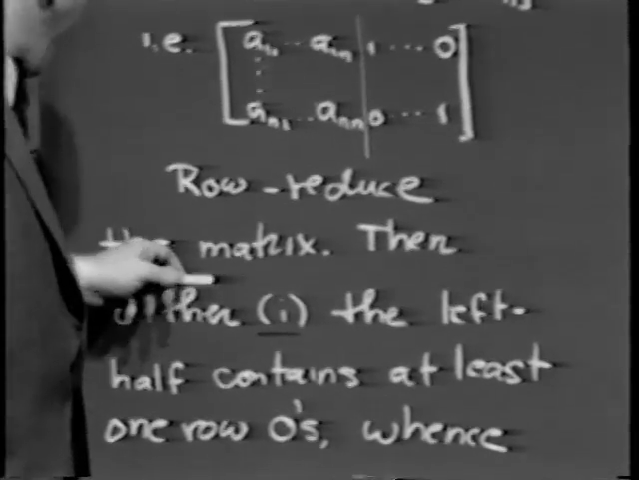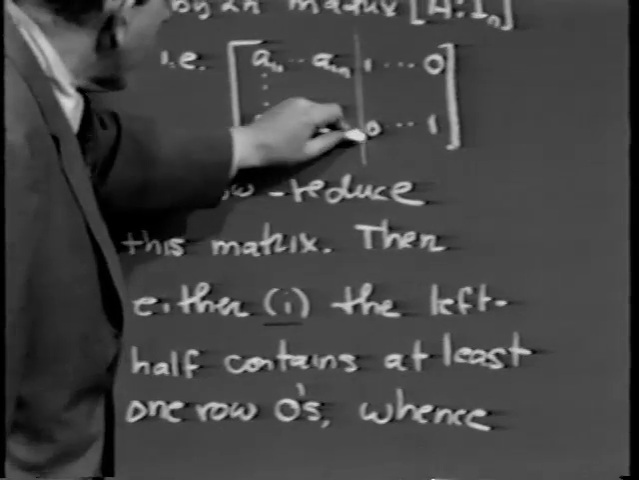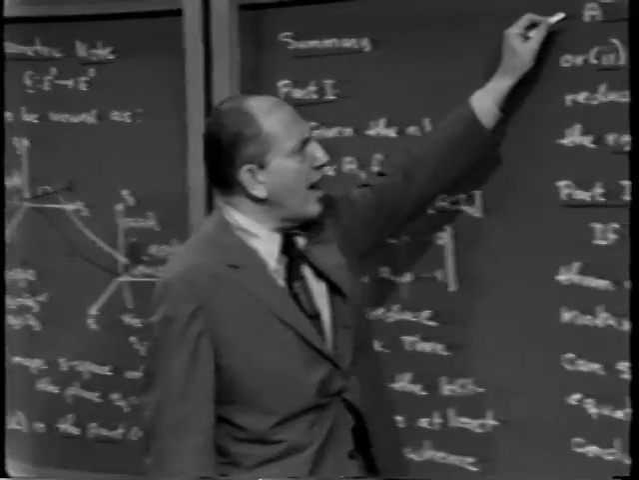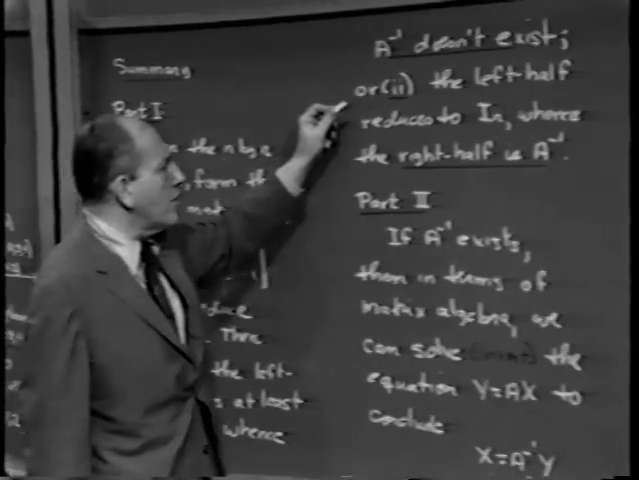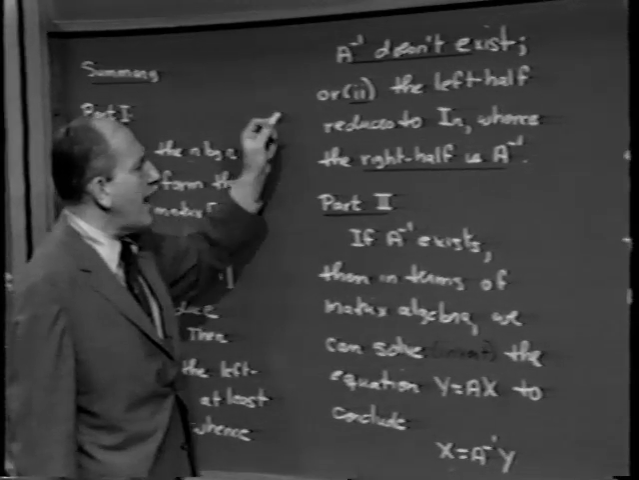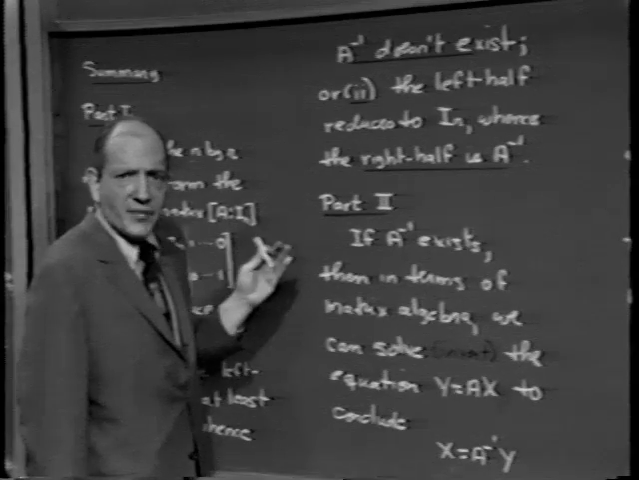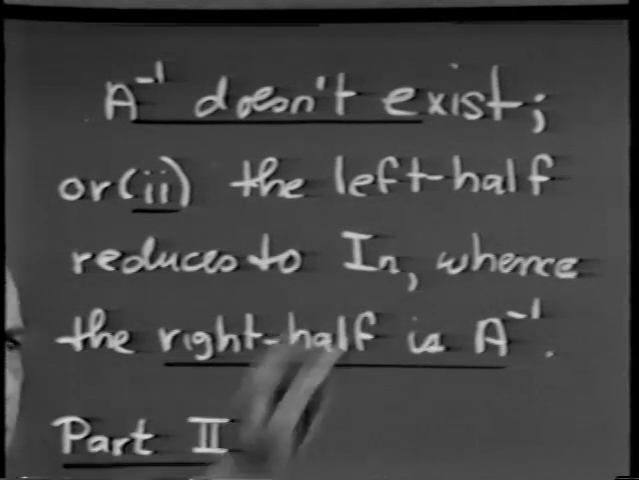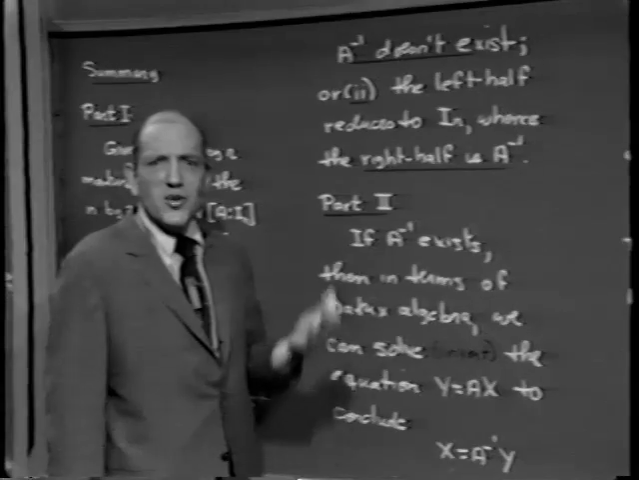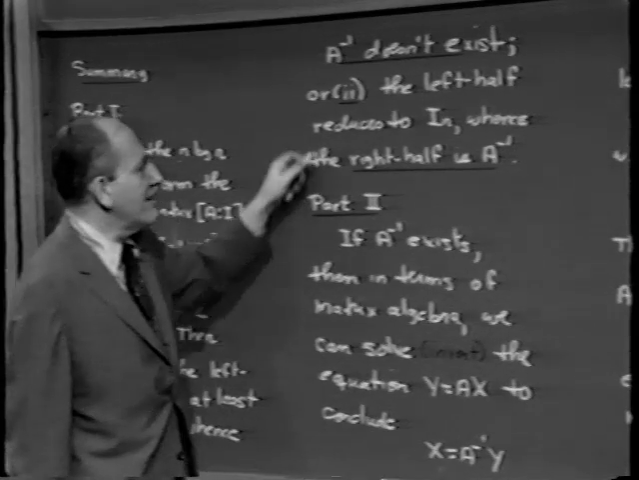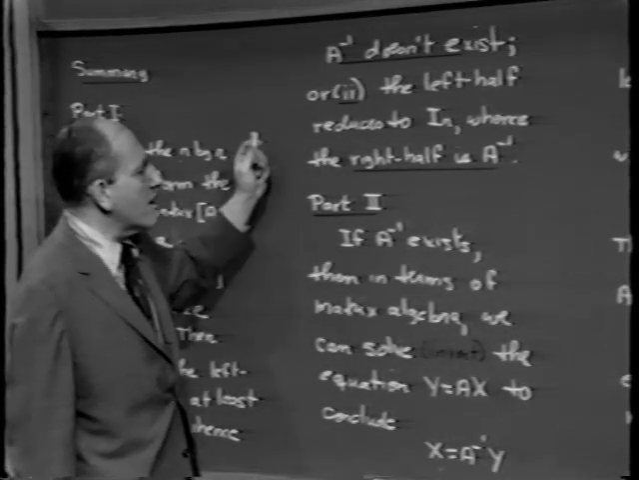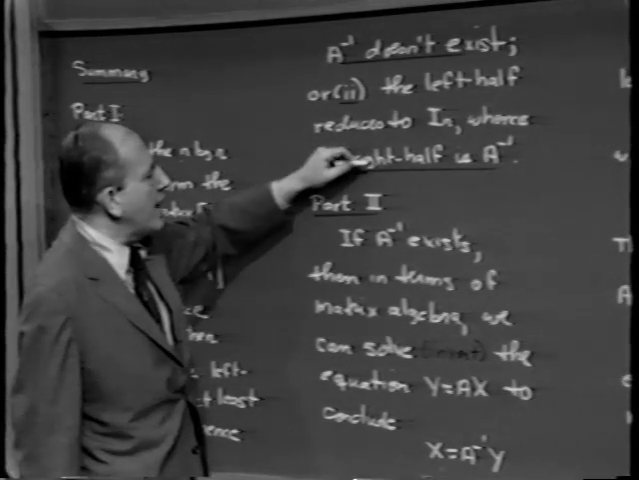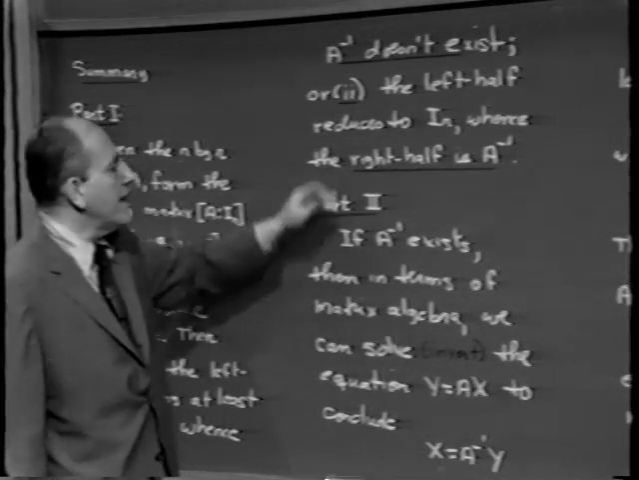Namely, either the left-hand half contains at least one row of zeros, in which case A inverse doesn't exist. The other alternative is that when we row reduce, the left half does become the identity matrix, in which case the right half is A inverse. That's all there is to this mechanically. You row reduce the n by 2n matrix. All right? If the left-hand side contains a row of zeros, there is no inverse to the given matrix. If it reduces to the identity matrix, then the right half is the inverse matrix.